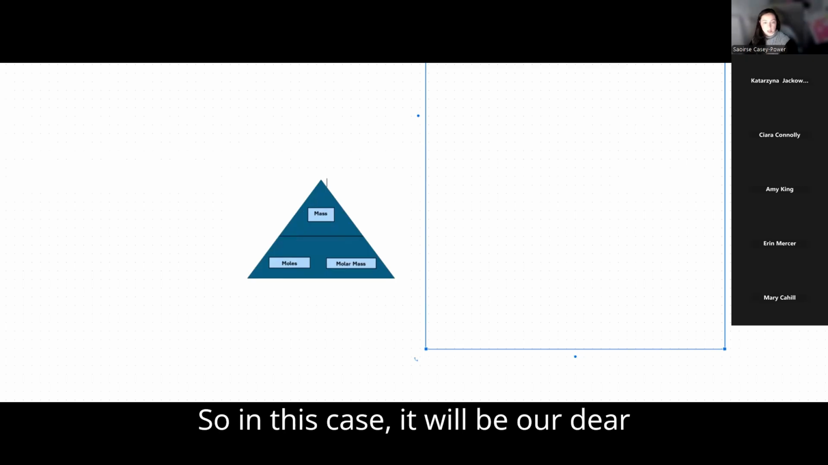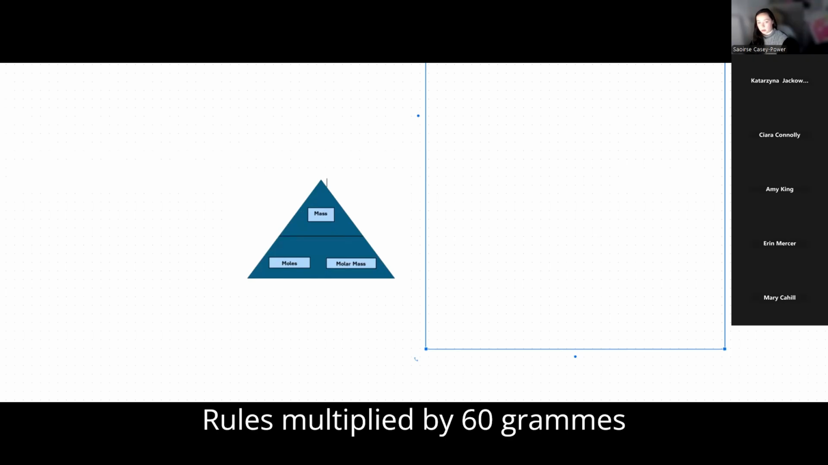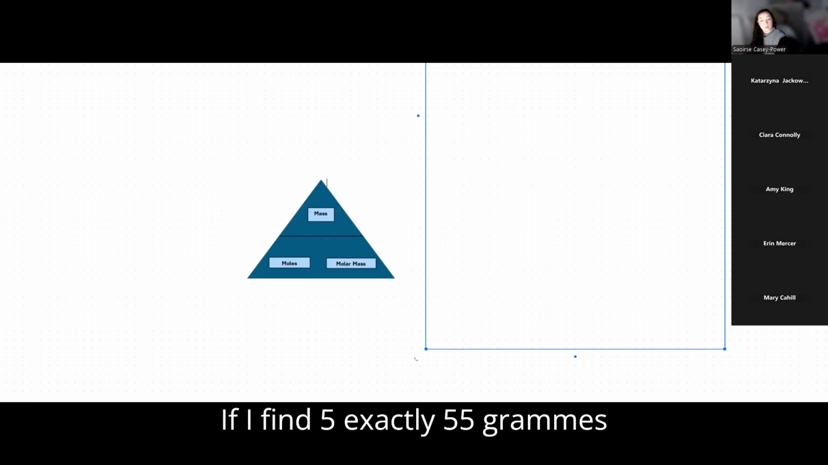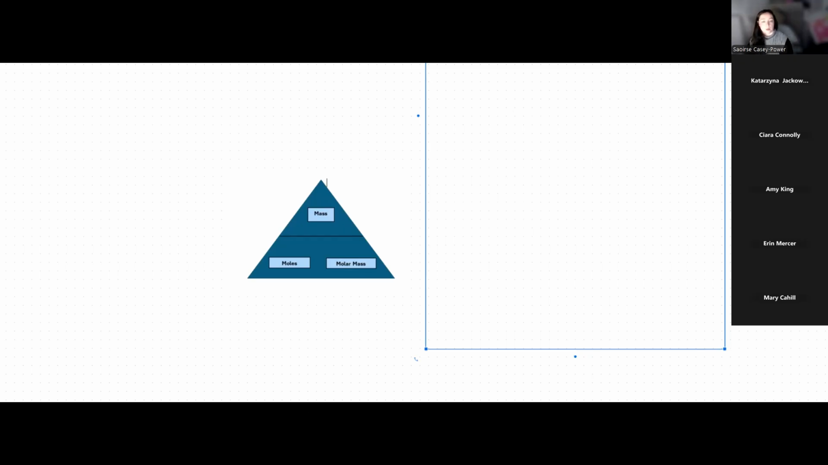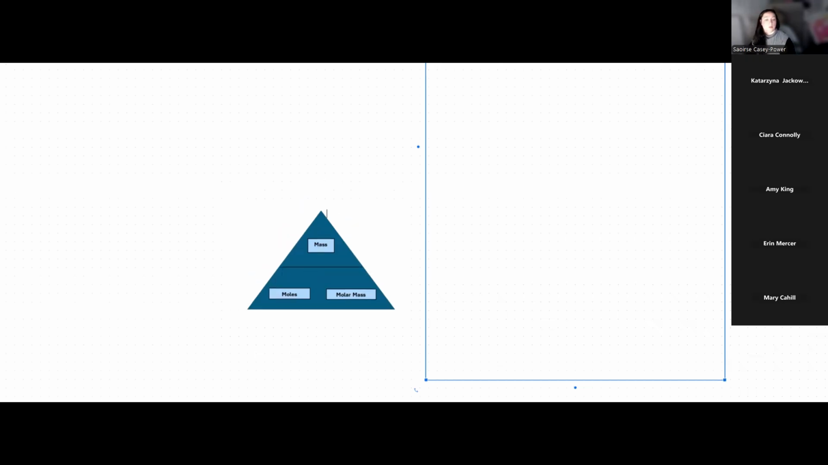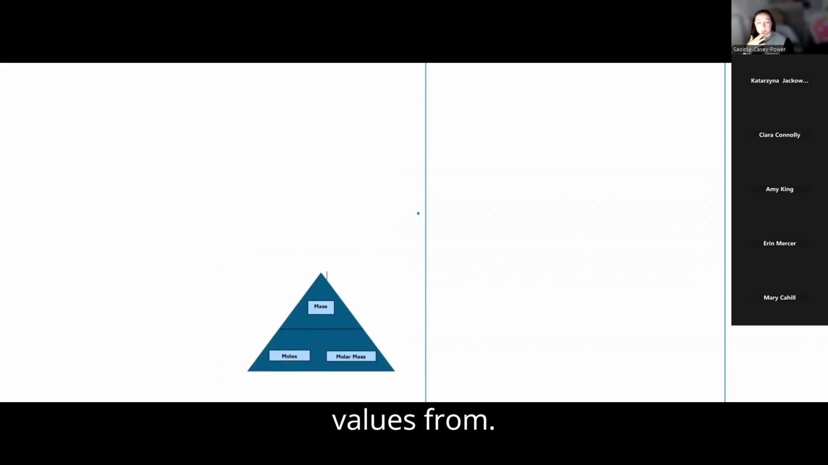So in this case, it will be our 0.925 moles multiplied by 60 grams per mole. And that will give us, so 0.925 multiplied by 60, 55.5. Exactly, 55.5 grams per liter in this case. And that is another 2.5 marks. All right. Is everyone happy enough with that so far, guys? You can see where I'm getting those values from.